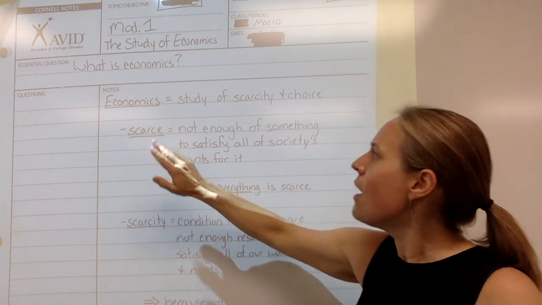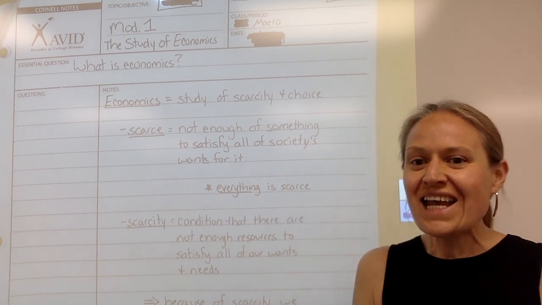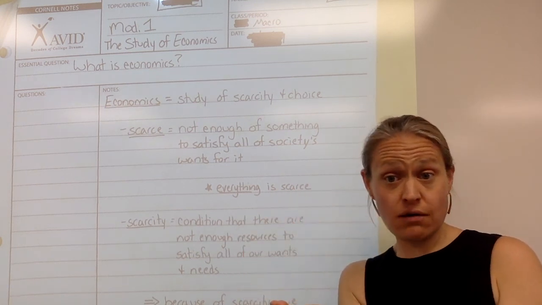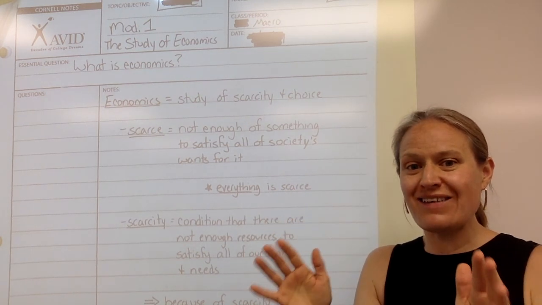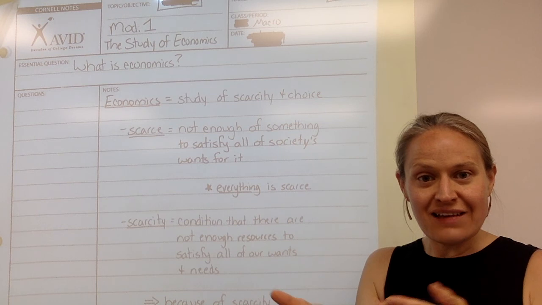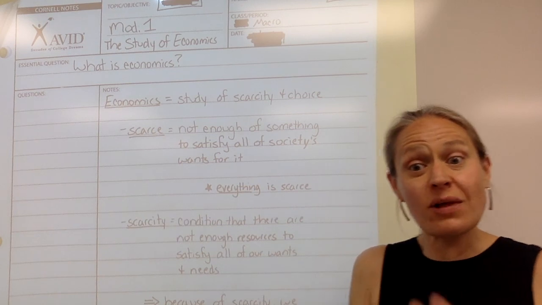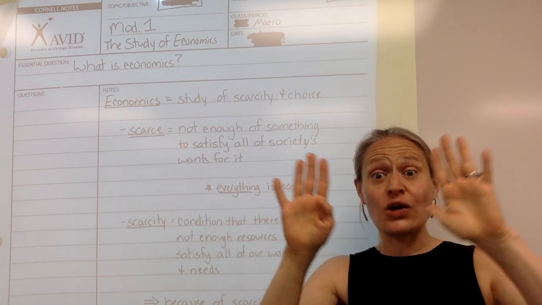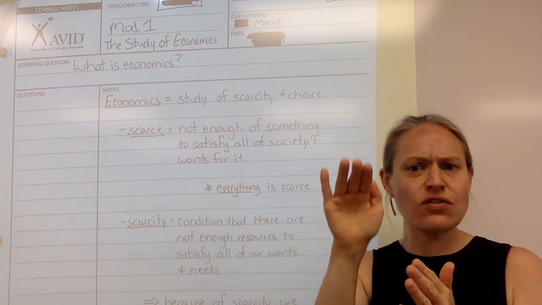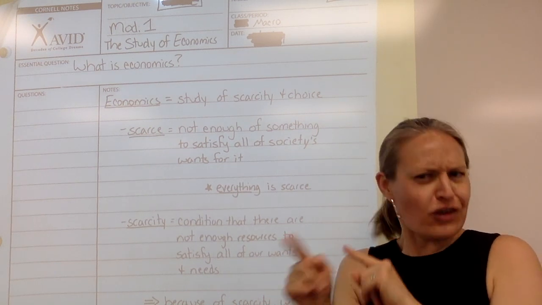Scarce means there's not enough of something to satisfy all of society's wants for it. Now, in economics, we know that everything is scarce. There's not enough of anything for everybody to satisfy all of their wants. Now, the key word here is wants. Economics operates on the assumption that our wants are infinite, they're never ending. Meaning that if I wrote down a list of everything that I wanted, the list would never end. And we'll never get everything we want. Okay, that's different than the word need.